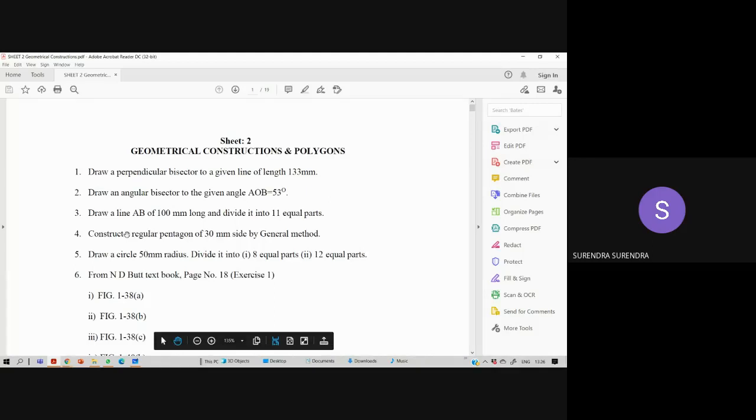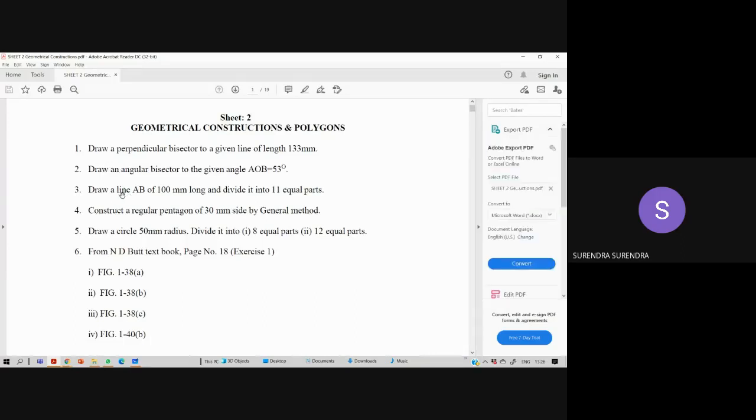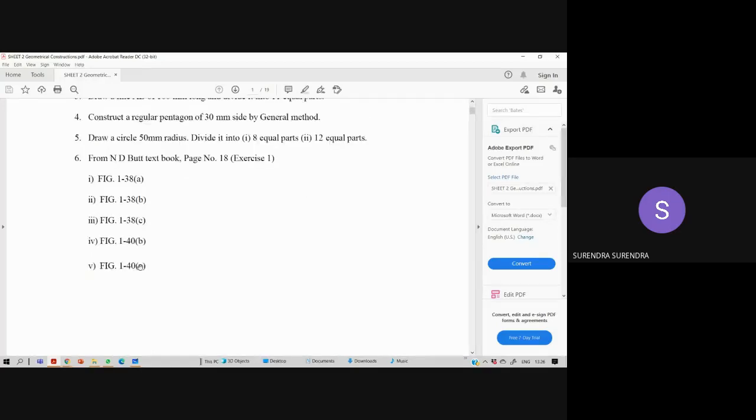So, discussing sheet 2. Till now we completed drawing a perpendicular bisector, an angular bisector, drawing a line of 100 mm length, and constructing a pentagon. So also include 4A, 4B: 4A as pentagon, 4B as heptagon, 7-sided. Next, 5A, 8 equal parts, 5B, 12 equal parts. Along with this, draw these 5 figures.